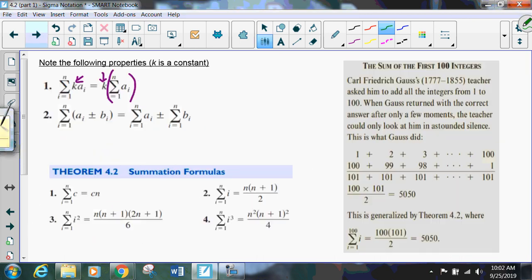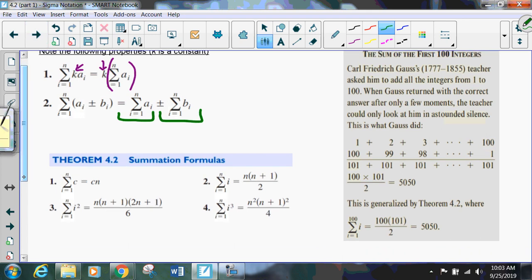If we have a constant, we can pull it in front of the sigma and just multiply it by whatever our summation is. The second one says if we're taking the summation of something plus something or something minus something, we can break it up into 2 different summations. And that's going to be helpful when we're looking at something that's complicated together but much easier to attack separately. And then we're going to look at these summation formulas.